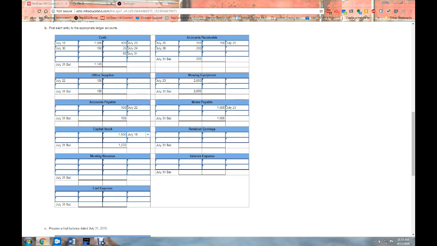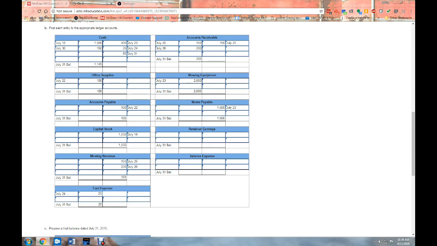Mowing revenue. I billed customers twice. The first was on July 25th, and it was in the amount of $150. And then I also provided services July 26th, in the amount of $200. So I have a $350 credit balance in my mowing revenue account. Fuel expense, I only bought fuel one time. That was on July 24th. And it was $25 at the time, so that is a $25 debit entry, and therefore debit balance.